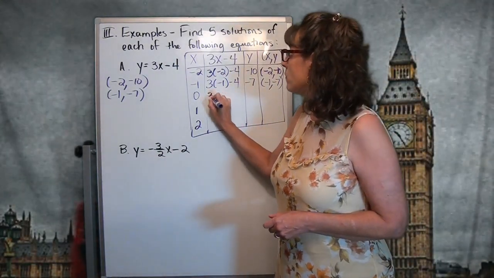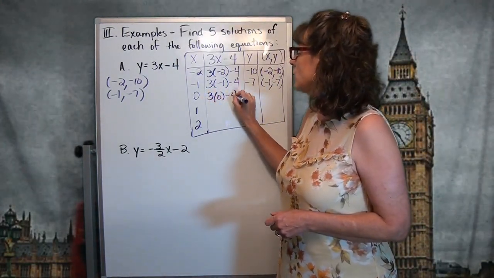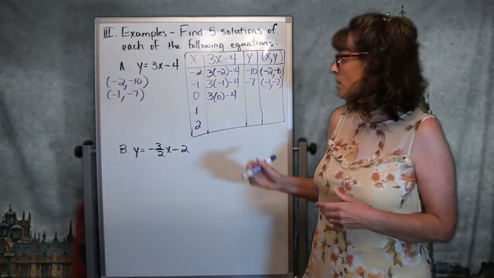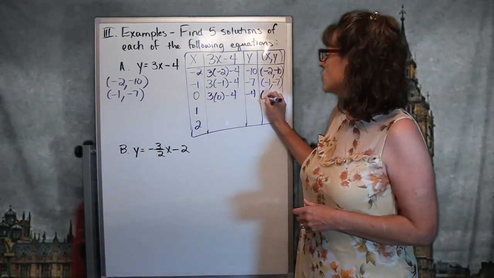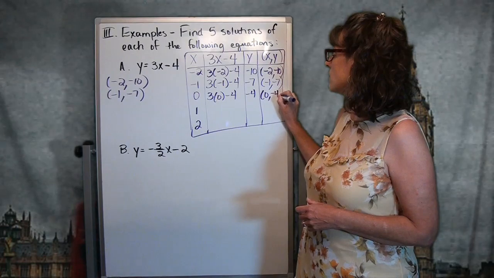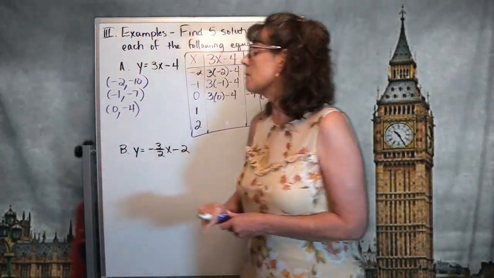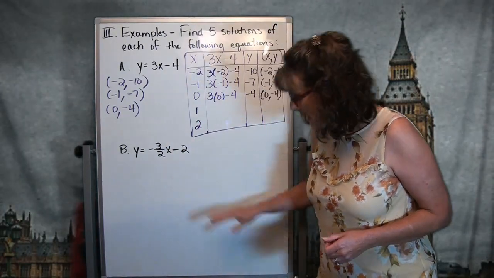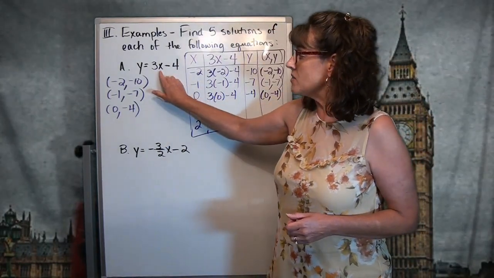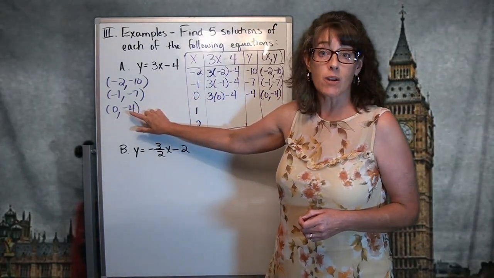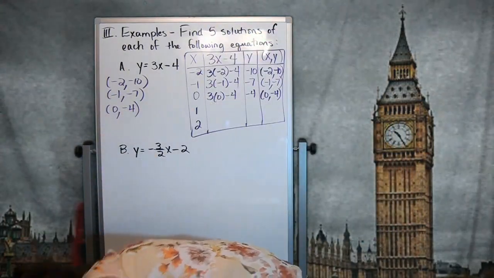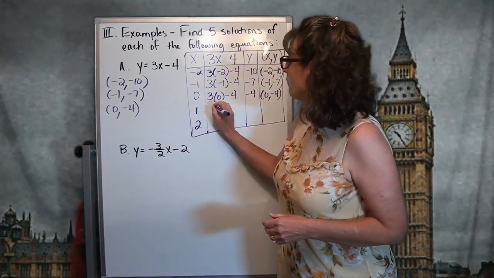So now let's try it for the 0. Plug that 0 in. 3 times 0 is 0. 0 minus 4 is -4. So that gives us the ordered pair 0, -4. Another of the solutions to that equation. And again, because of the relationship that is established here, when the x is 0, the y comes out as -4. So let's test it out for 1.